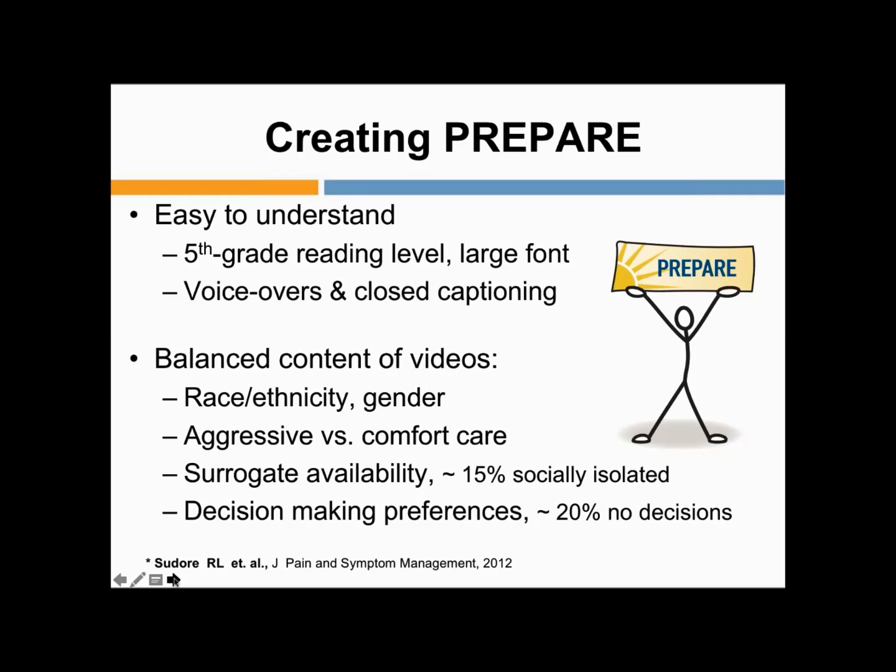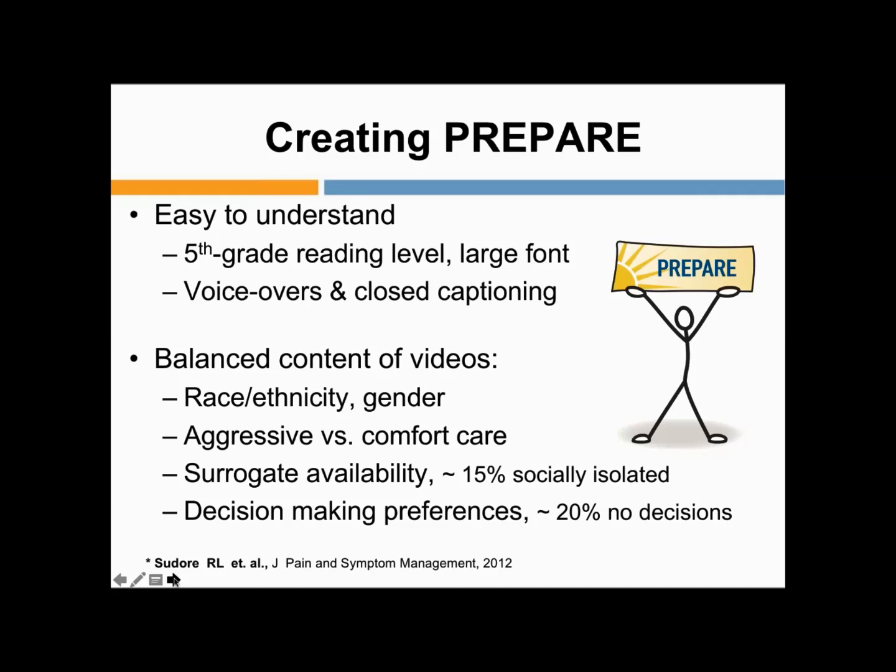With our limited budget, we tried very hard to balance the content of the videos on race, ethnicity, and gender, and stories about people who wanted aggressive treatment versus comfort care. Surrogate availability: we have found that about 15% of our research participants will report being socially isolated and not having someone to act as a surrogate.